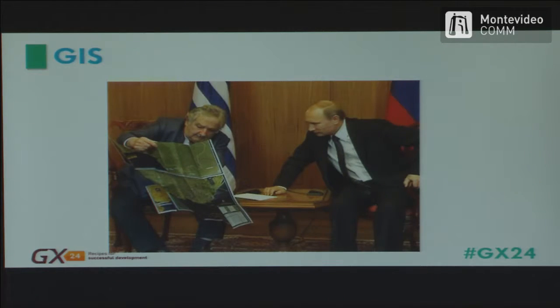This is a picture taken this year in a meeting between presidents of Mercosur and the Russian president. And Mr. Mujica wanted to talk about a deep water port, and he opened a map. It was very hard for him to manipulate the map to show President Putin where the port was to be located. Why not have a digital device to show this? This is why GIS is so important.